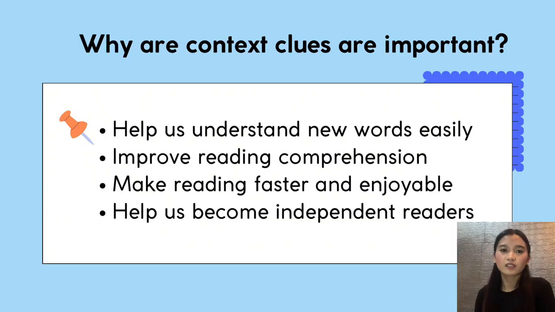So, context clues are very important because they help us become better and more confident readers. First, they help us understand new words easily. No need to stop every time you see something unfamiliar. Second, they improve our reading comprehension. When we understand the words, we also understand the whole idea of what we're reading. Third, they make reading faster and more enjoyable because we don't have to rely too much on the dictionary. And lastly, they help us become independent readers who can understand text on their own.